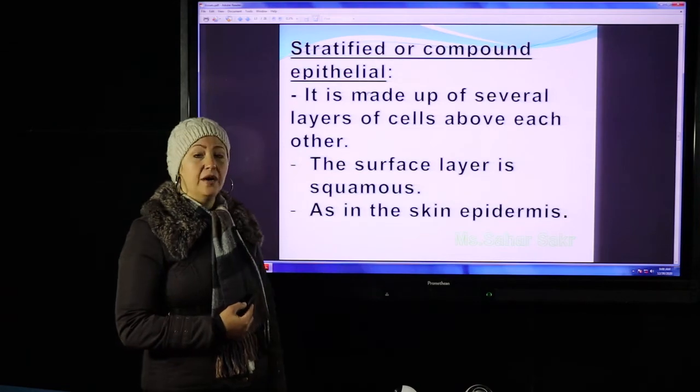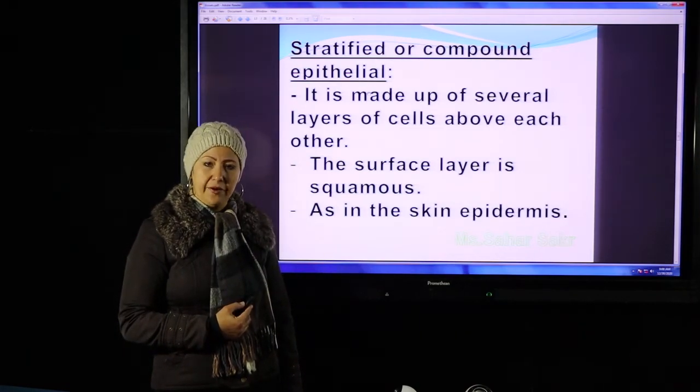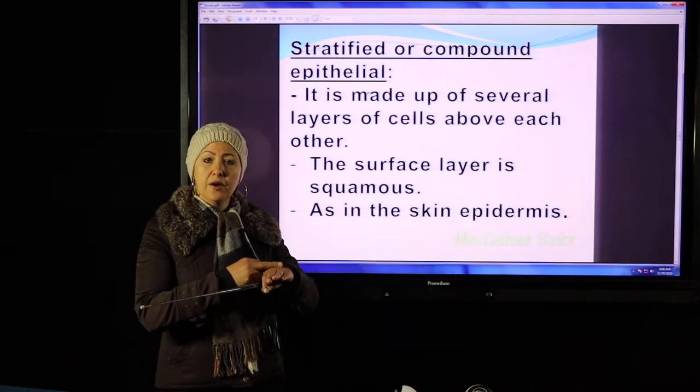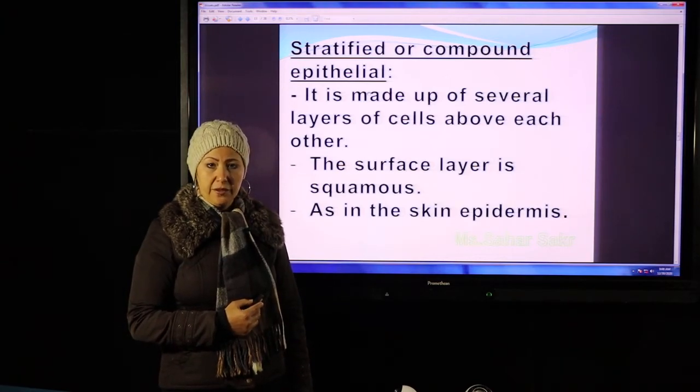The second type of the epithelial tissue is the complex or the compound or stratified. This type of tissue consists of a group of layers, not just 1 layer, a group of layers above each other. And they are found on the outer surface of the body. They cover the outer surface of the body. Okay?